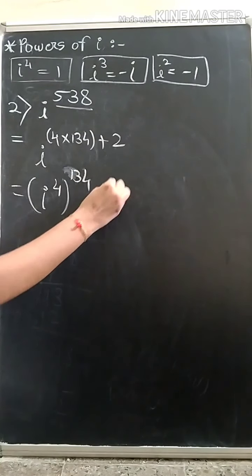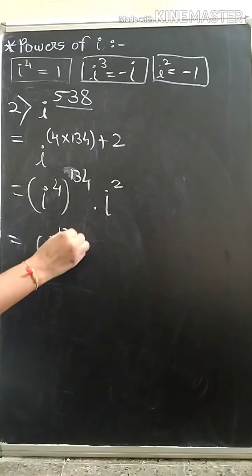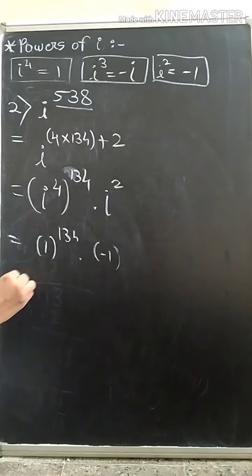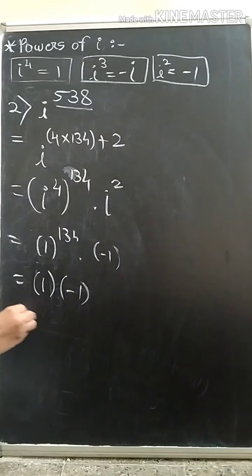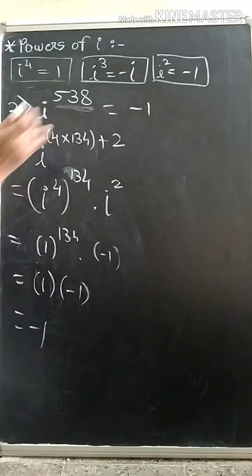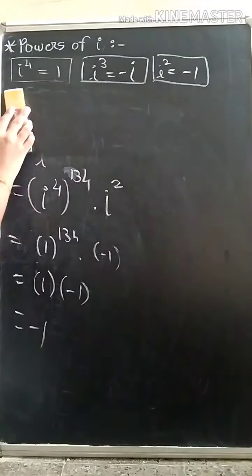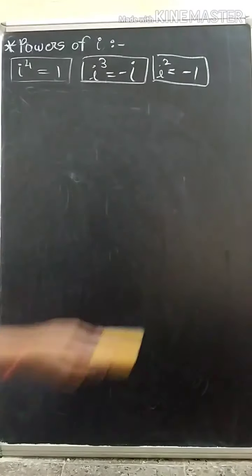134 into i square. i raised to 4 is 1, so 1 raised to 134 into minus 1, which is equals to minus 1, because 1 raised to 134 is 1. एक स्टेप अजून वाढवून घेऊ. This is minus 1, so answer is minus 1. Okay. Now next example, one more example we can.